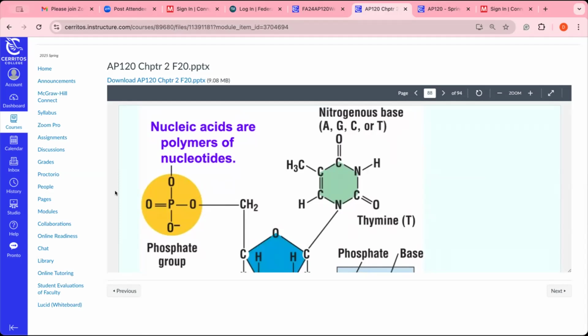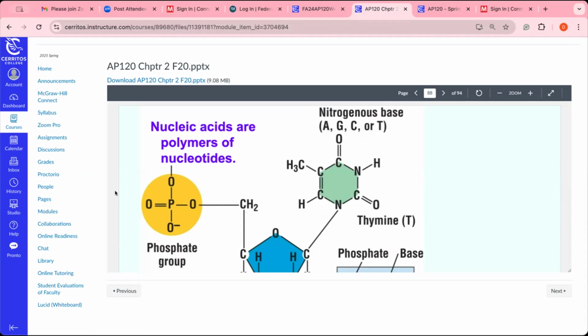Nucleic acids are polymers of nucleotides. So here's phosphate in the middle of this, or phosphorus, with a bunch of oxygens attached. 3 of the oxygens are attached by single bonds. This phosphate and this oxygen have a double bond. That's what the 2 lines mean. So now you've got this base, and you're going to get into that.